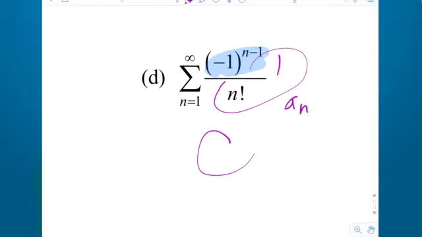Do you think 1 over n factorial goes to 0 fast enough on its own to converge? It does. Yeah, because remember, exponentials go to 0 fast enough, and factorials grow faster than exponentials. So this one converges with or without the alternator. So this one is going to be called absolutely convergent.